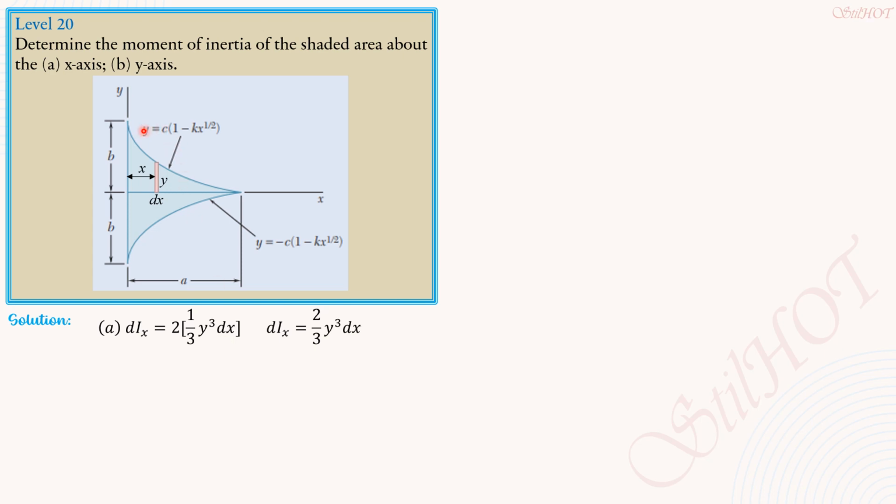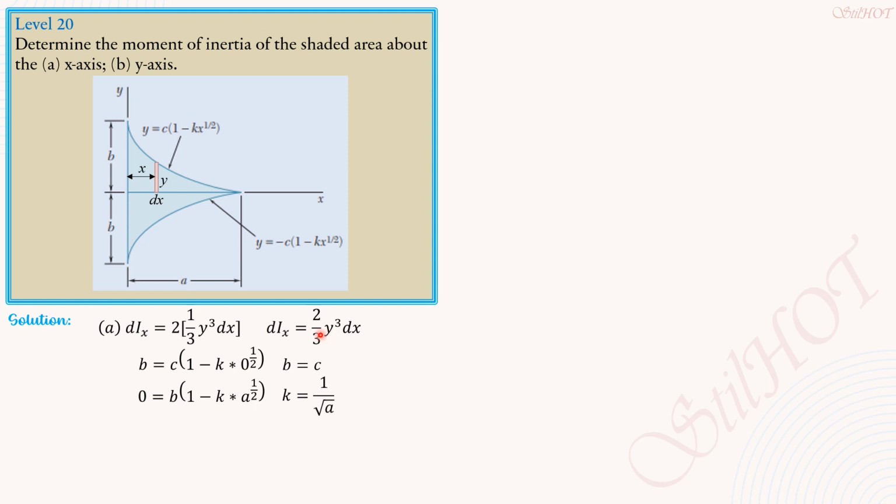Then this is the equation of the upper curve. When x is 0, y is b. So b equals c times (1 minus k times 0) to the 1/2, which means b equals c. Then when x is a, y is 0. So 0 equals b times (1 minus k times a) raised to 1/2. That means k is 1 over a to the 1/2, or 1 over the square root of a.